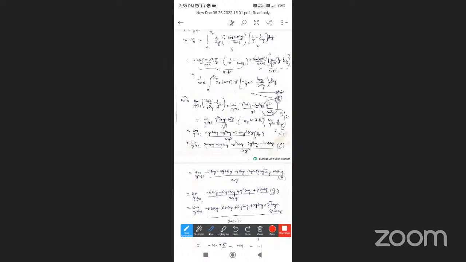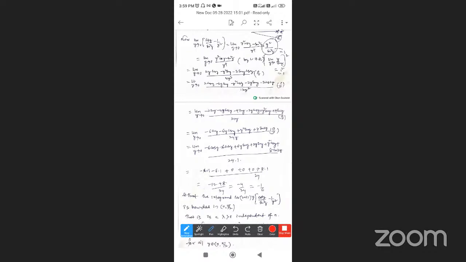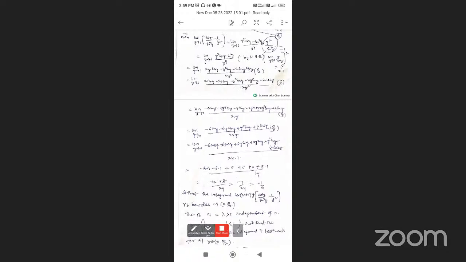Again differentiating: minus 2 sin y minus 4y cos y, and so on, over 24y. After simplification we get minus 6y sin y minus 6y cos y plus y^2 sin y plus 4 sin 2y over 24y, again 0/0 form. Differentiating the numerator once more and substituting the limits: (minus 6 plus 8 minus 12 plus 4)/24 equals minus 4/24, which is minus 1/6. This is the limit.